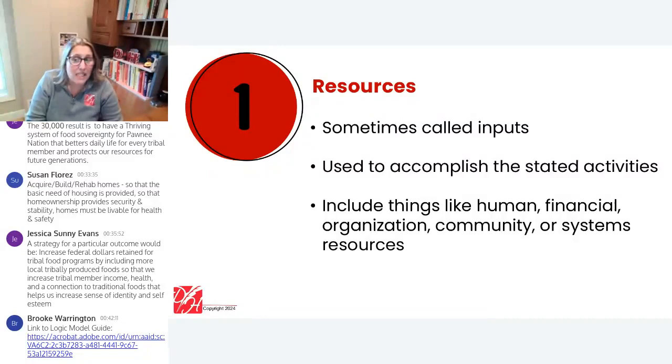Probably need maybe some community partners. Let's make sure we've got a few of those in our resources. Maybe some formal partnerships, some memorandums of understanding. We might need some organizational resources, some consumable office supplies, some programmatic art supplies. Might need some system resources, computers, commercial kitchen equipment, big construction equipment if we're building homes.